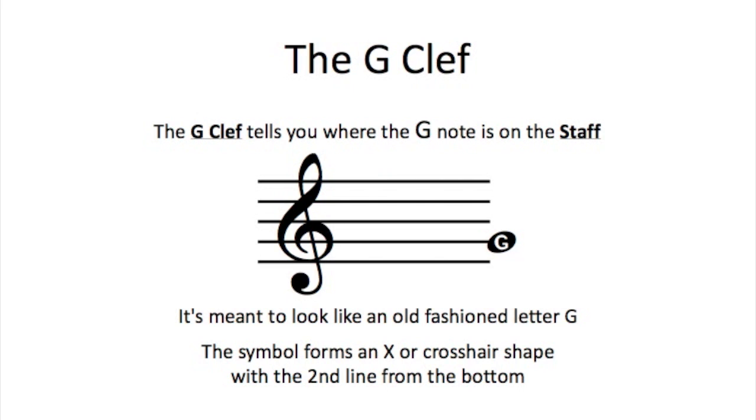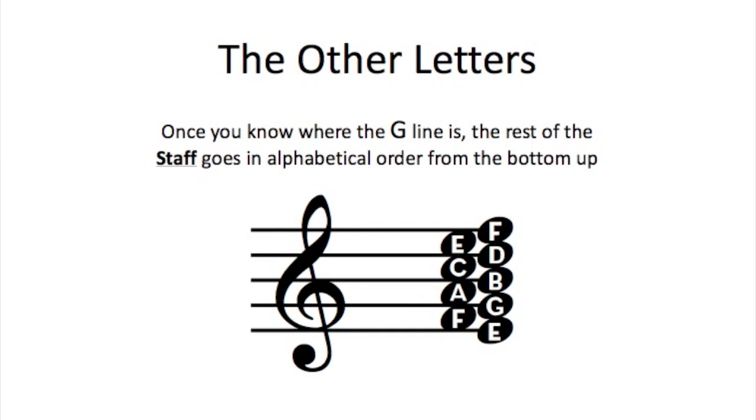Once the location of the G note is established, the other letters will go in alphabetical order from the bottom up. This would make the bottom line the letter E, and then the letters would ascend from there from one line to the space, to the next line, to the next space, and so on.